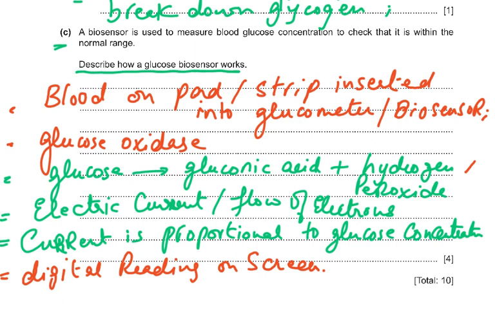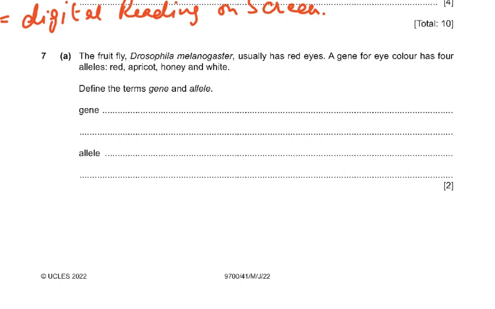So there were about 6 mark scheme points, but any four of these would get you the 4 out of 4. Now coming to question number 7. The fruit fly Drosophila melanogaster usually has red eyes. Oh, good, nice, red eyes. A gene for eye color has 4 alleles: red, apricot, honey, and white. Wow, interesting. Define the term gene and allele.